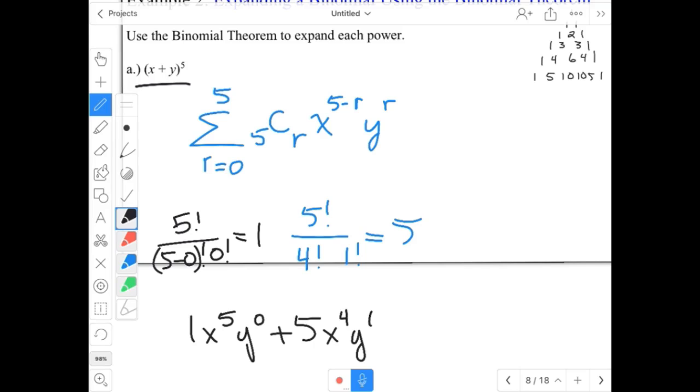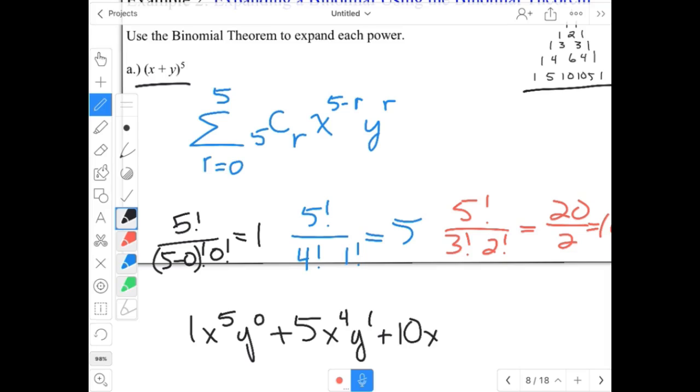And I'll do this last one, and then you'll be able to see that from the top here, it's following that same pattern. So that's going to be 5 factorial over 3 factorial times 2 factorial. So the 3 times 2 times 1s will cancel out. So this top will be 5 times 4, which is 20 over 2. So that's going to give us 10. Okay? So plus 10. That'll be x to the third y squared.